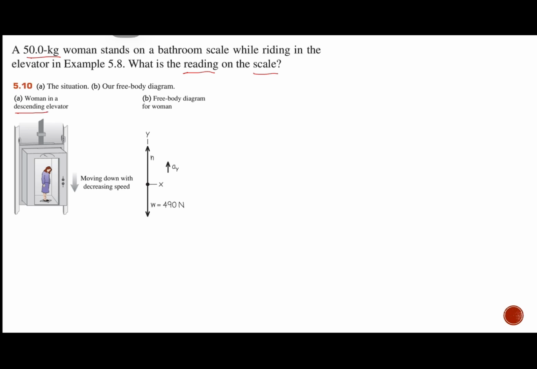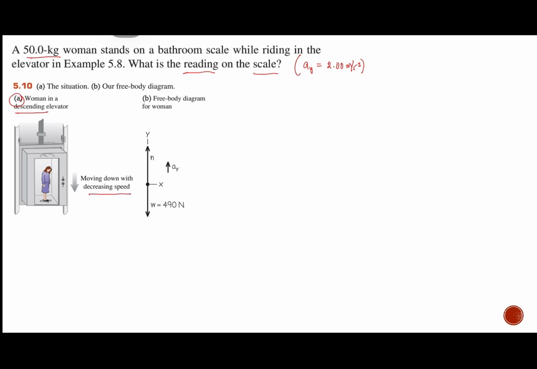Okay, now here is the free body diagram of the situation. Letter A is the situation. As you can see, she is standing on a bathroom scale while the elevator is descending. Example 5.8 gives an acceleration along the y of 2 meters per second squared. Okay, because we will be needing that value later on. Again, the elevator is moving downward with decreasing speed.